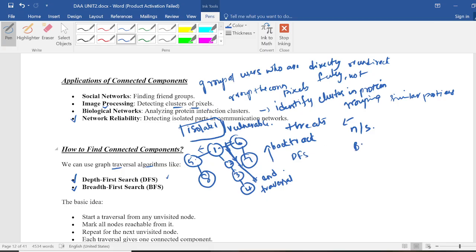Then coming to BFS, it likes exploring layer by layer. Okay, for example, A, B, C, D, E, F. This is the connection. Breadth first will explore layer by layer. We will visit all the neighbors of the node before going deeper.